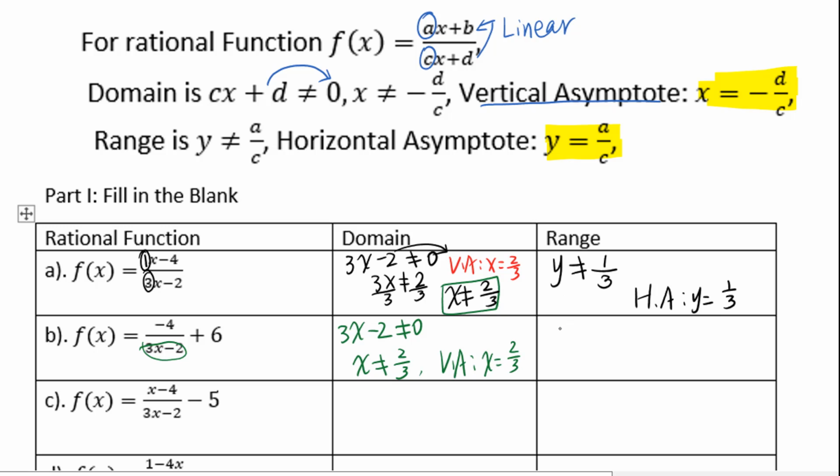For the range, y is not equal to. Check the coefficient of x, it will be 0. 0 over 3 will be 0. Then don't forget to add 6. So 0 over 3 plus 6 equals 6. y is not equal to 6 will be the range. The horizontal asymptote line is y equals 6.